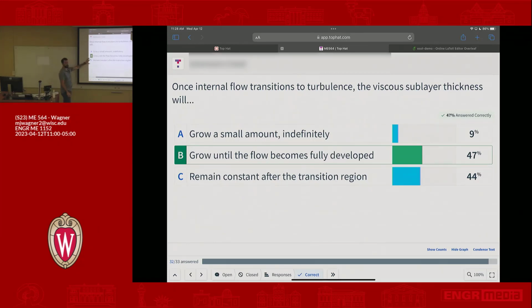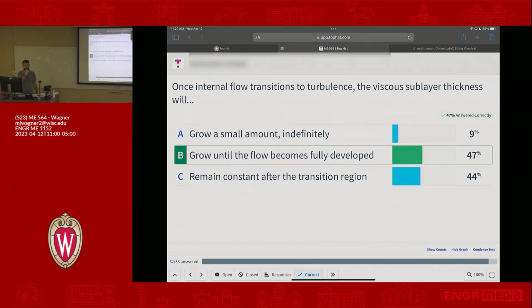I guess there's a subtle difference here, right? So if I'm in the transition region, let's say you start off transitioning to turbulence, that viscous sublayer is going to start forming. It's going to establish itself, and then it's going to continue to grow, as if it was external flow, until the point where the boundary layers meet. So the key point here is things will look like external flow until the boundary layers meet, even if it's a short distance. So this is the one I was going for.